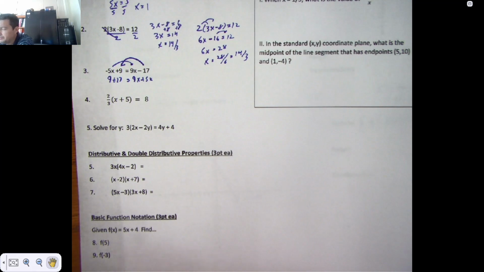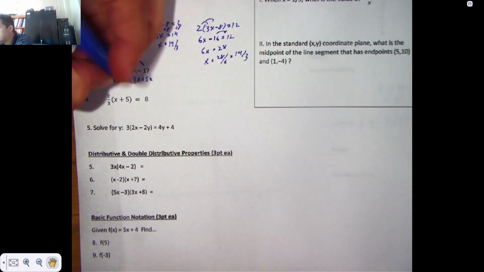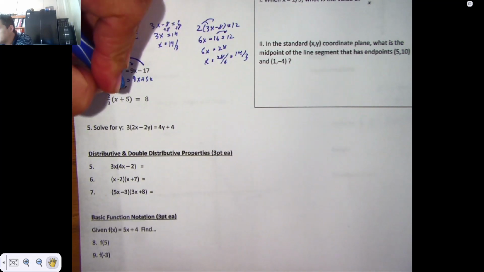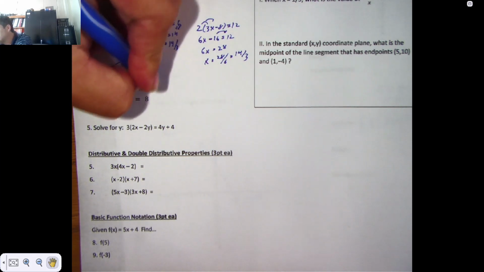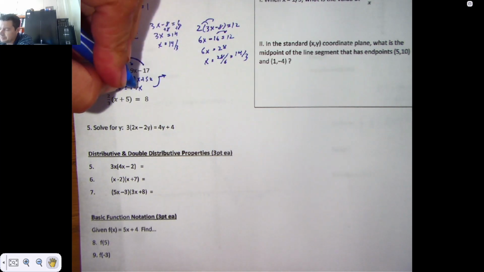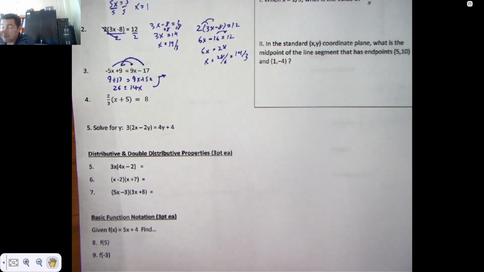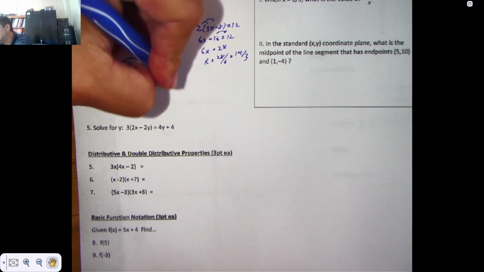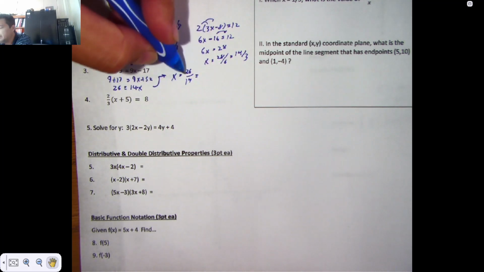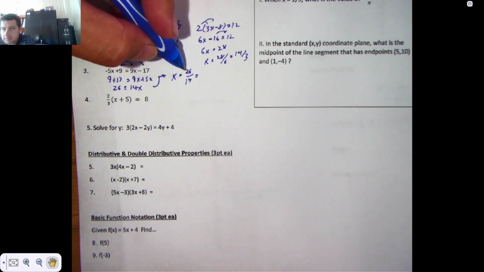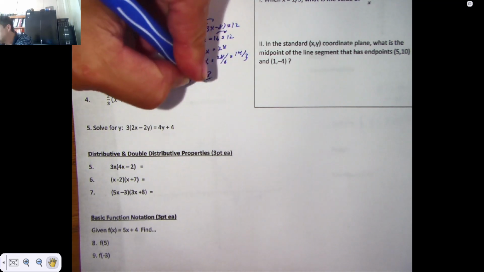So there's that line. 9 and 17 should make 26. And 9 and 5 should make 14. Now, some kids just divide by the wrong thing, but you want to isolate the x. We're going to divide by the 14. So we get 26 over 14, which I noticed that both of those are even. They're both divisible by 2. That'll reduce down to 13 sevenths.